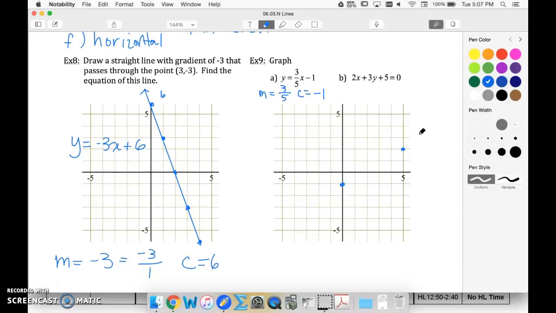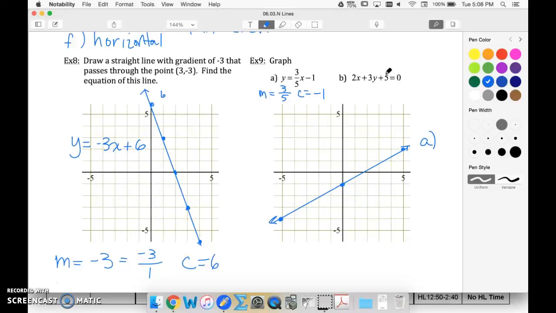There's no room to keep going this way, so I'm going to go the opposite way, down 3, and then to the left 5. Now I'm going to put in a line through my points. All right, so this is line A. Line B is not so easy to see.